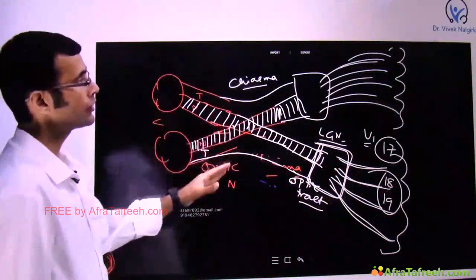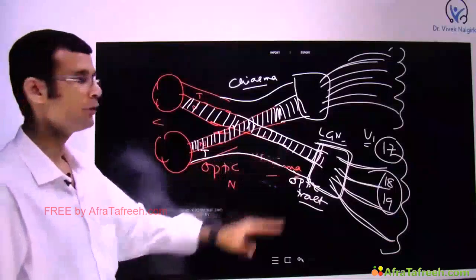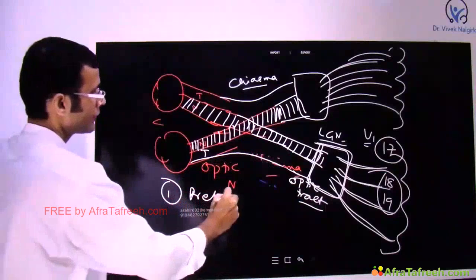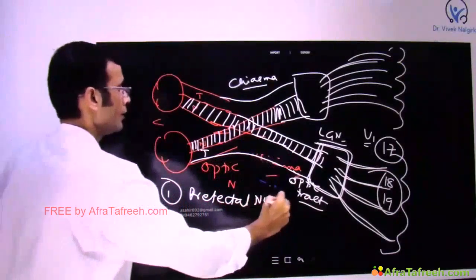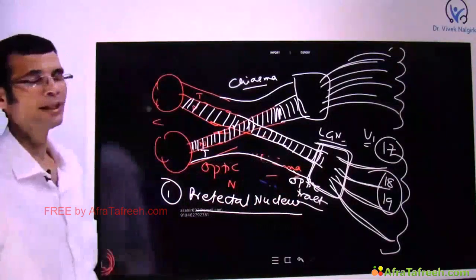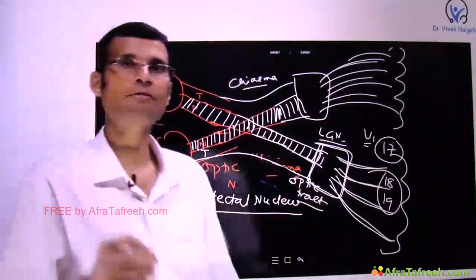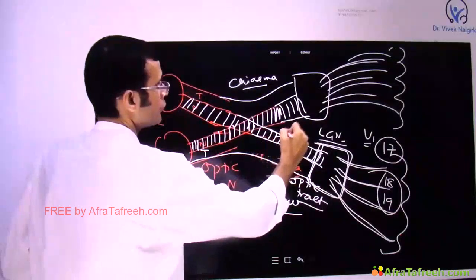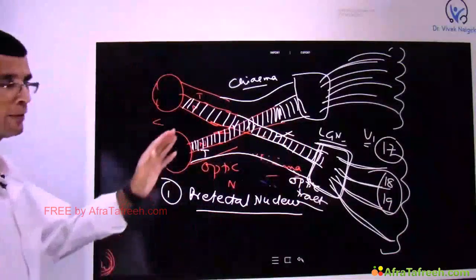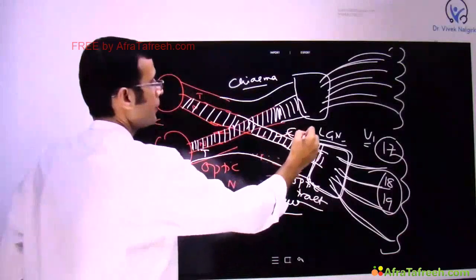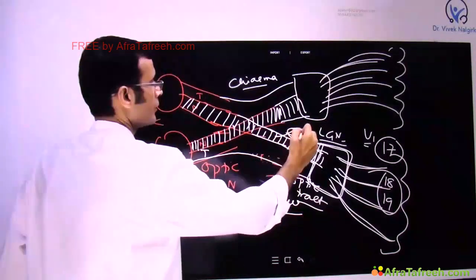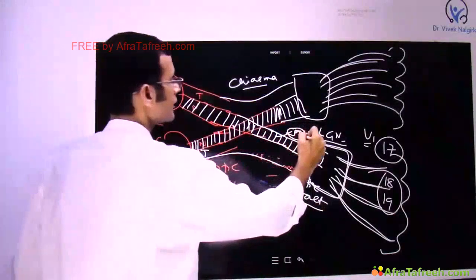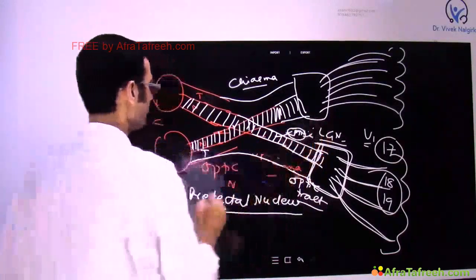Now, the structures associated with this main visual pathway. One is pretectal nucleus. Pretectal nucleus is involved in the pupillary light reflex. So, this visual pathway gives out a fiber that ends in the pretectal nucleus. The pretectal nucleus is connected with the Edinger-Westphal nucleus of the third cranial nerve.